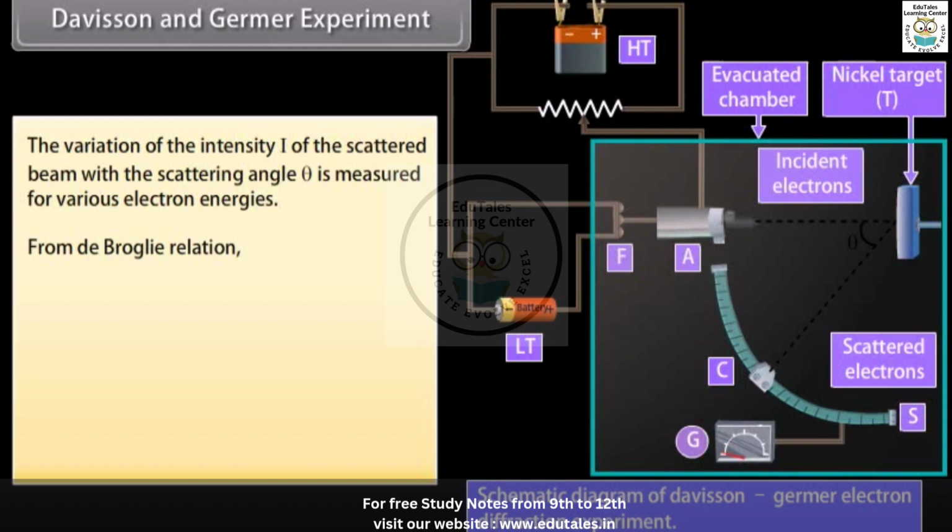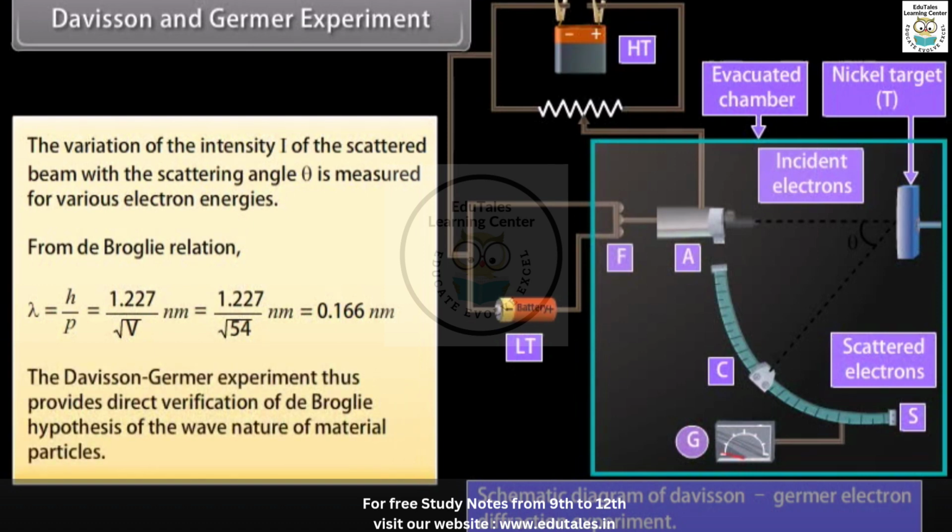For these electrons accelerated through a potential difference of 54 V, lambda equals h by p, which equals 1.227 by square root of V nanometer, equals 1.227 by square root of 54 nanometer, which equals 0.166 nanometer. The Davisson and Germer experiment thus provides direct verification of the de Broglie hypothesis of the wave nature of material particles.